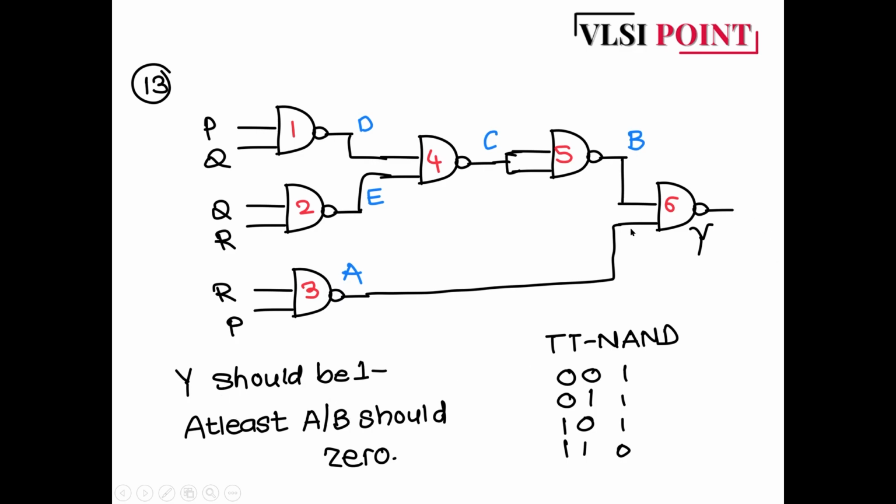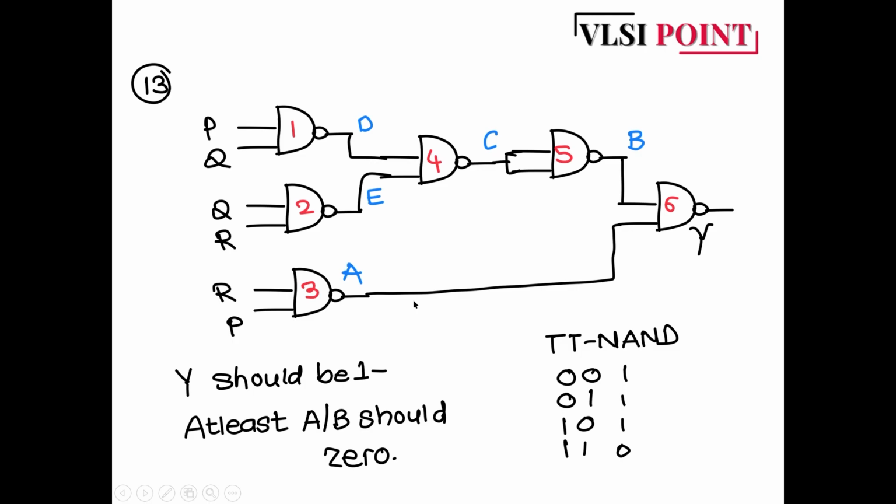So you can see here the truth table of the NAND gate. These are the 3 combinations where we have output 1: 0 0, 0 1, or 1 0. It's clearly seen that at least one input should be 0. So for this NAND gate to output 1, we want either B or A or both as 0. So at least 1 should be 0.